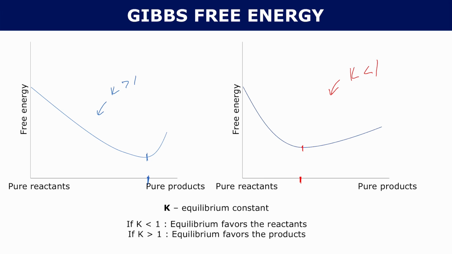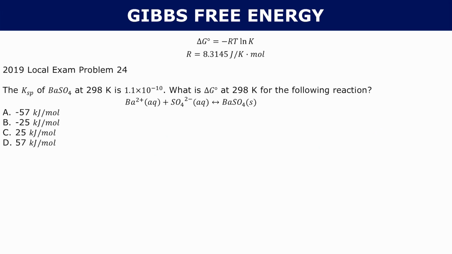curve there. Now, there is a mathematical way to correlate Gibbs free energy and your equilibrium constant, and it's this equation right here, where your change in free energy is equal to negative RT times the natural log of K, where R is 8.3145 joules per Kelvin times mole. And we have a problem here to kind of see how this equation works. So we're told that the Ksp of barium sulfate at 298 Kelvin is 1.1 times 10 to the negative 10th. What is the delta G at 298 Kelvin for the following reaction?